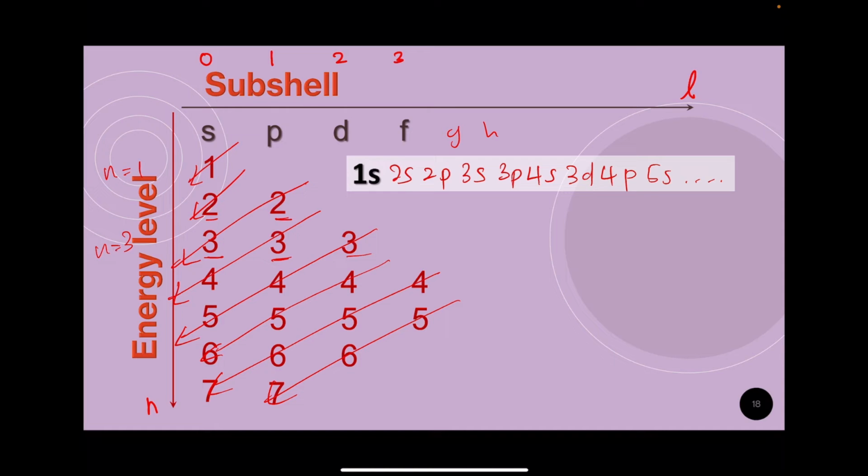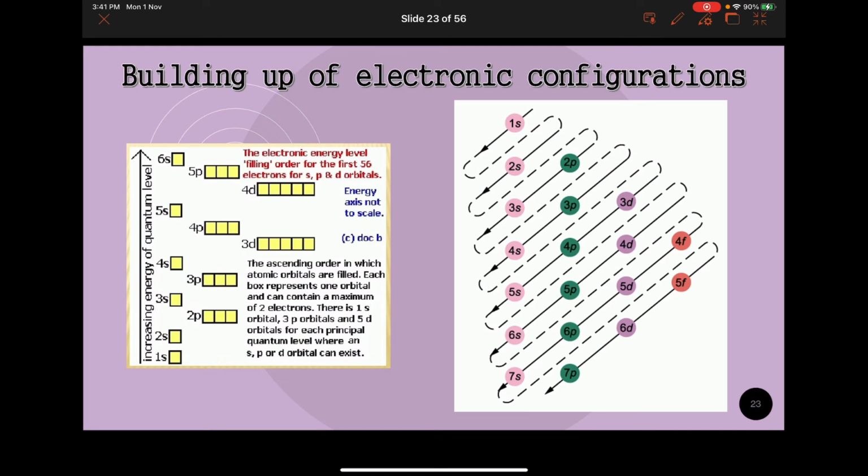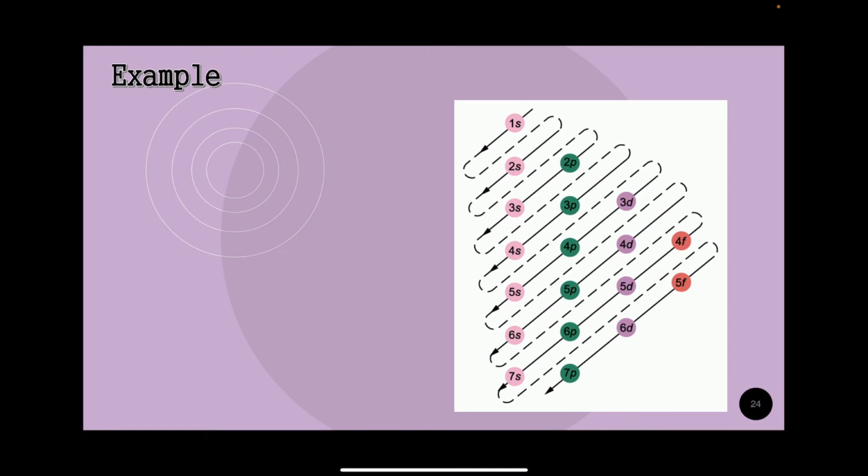So if you want to enter the electrons into the orbitals, you need to enter them in this sequence: 1s, 2s, 2p, 3s, 3p, 4s, 3d, 4p and 5s. This is how to arrange the ascending order of orbitals. This is additional information explaining the order in which atomic orbitals are filled. Now we move to the examples.